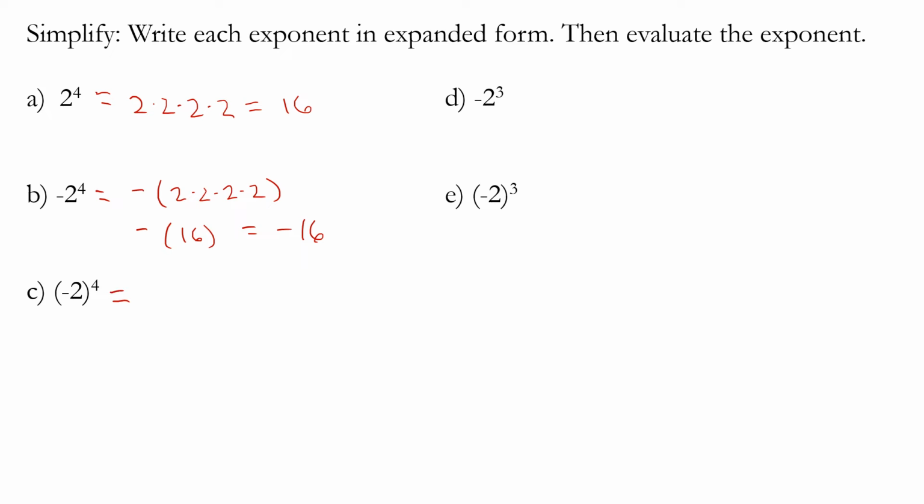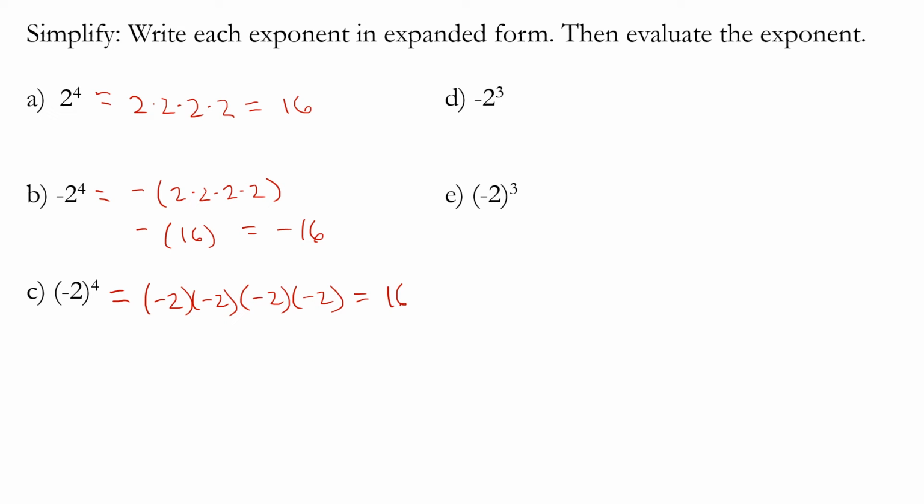C is different because the entire -2 is in parentheses, so that's -2 times -2 times -2 times -2. And that will get you positive 16. So negative multiplied by a negative is a positive, and a negative multiplied by a negative is another positive.